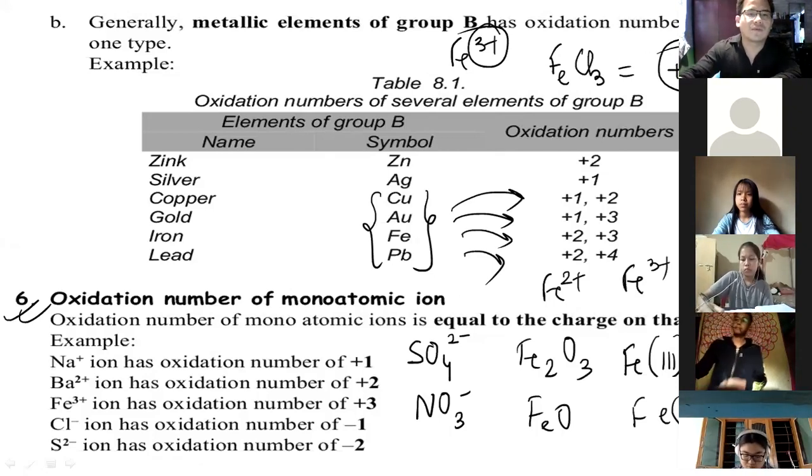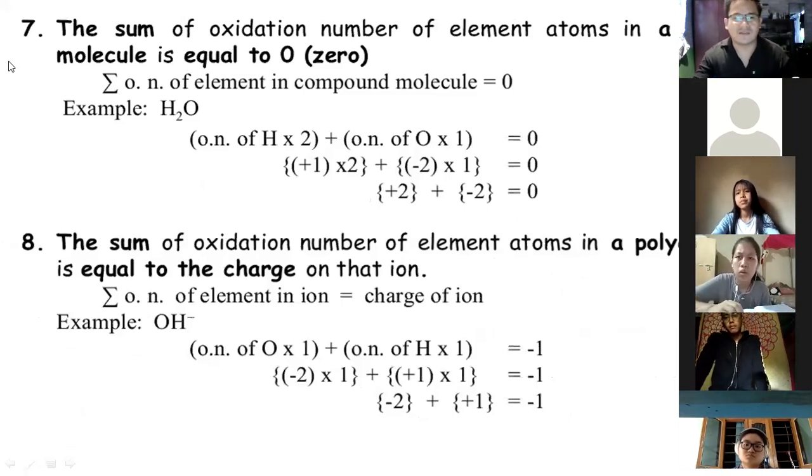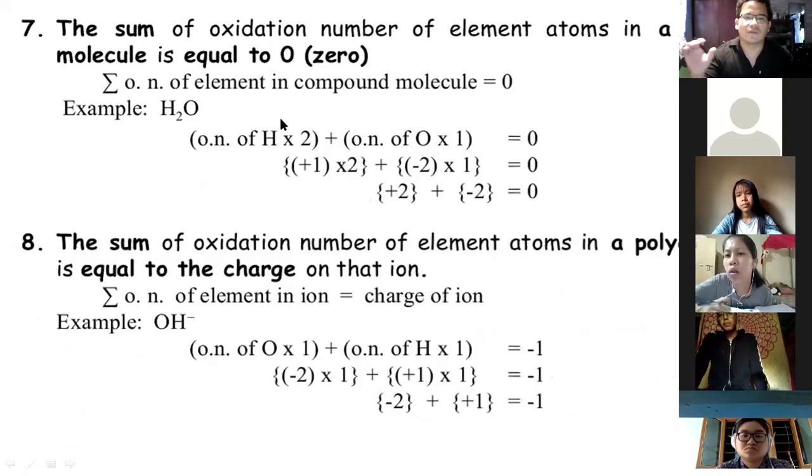Then rule number 7: the sum of the oxidation numbers of atoms of all elements in a compound is equal to 0, unless it has a charge. For species that carry charge, the sum of the oxidation numbers of all elements in a compound is equal to 0.